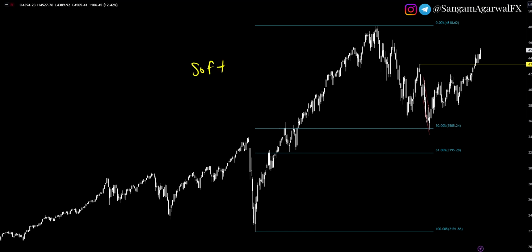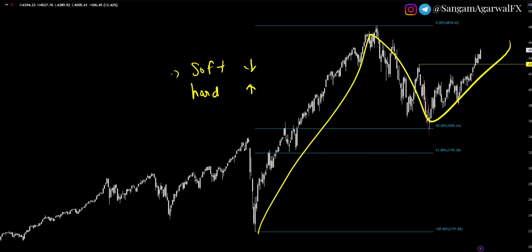And direction of dollar, which depends on market sentiment between hard landing and soft landing. And if you want to understand in more detail, S&P 500 gives you the best answer.